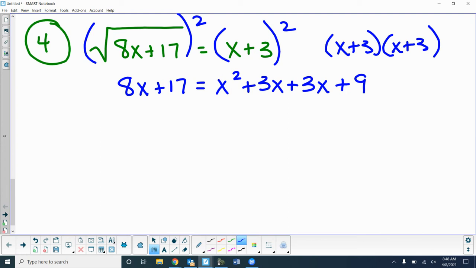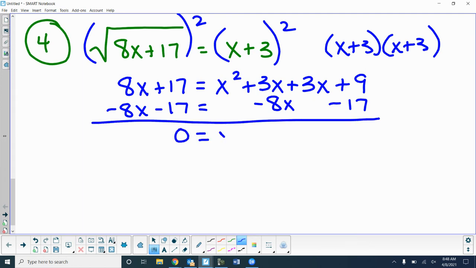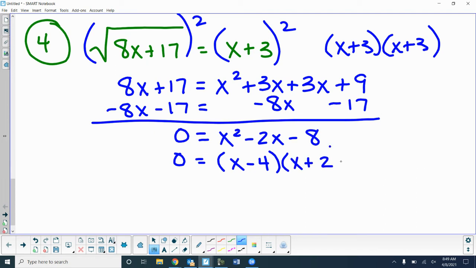Since it's a quadratic, an x squared, and there isn't an x squared on both sides, I have to set it equal to 0 and solve the quadratic. So I get 0 equals x squared, 3 plus 3 is 6, minus 8 is a negative 2x, and 9 minus 17 is a negative 8. What's that factor to? x minus 4 and x plus 2, right?